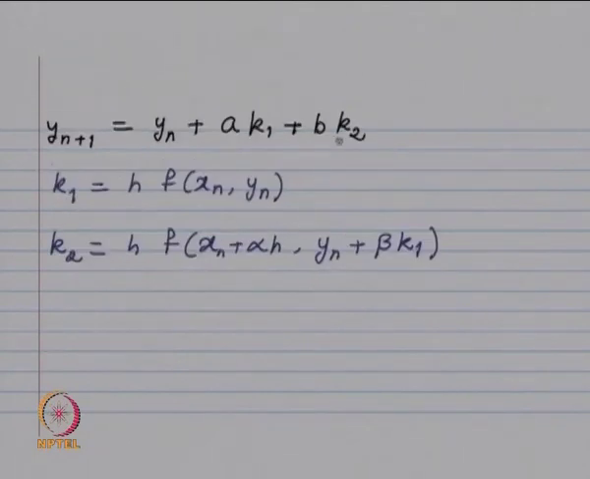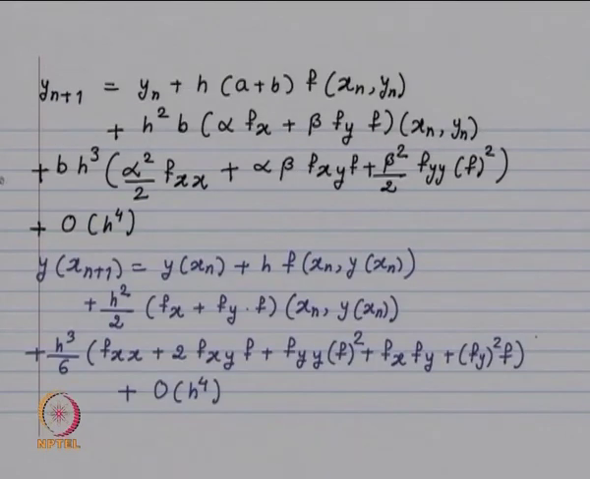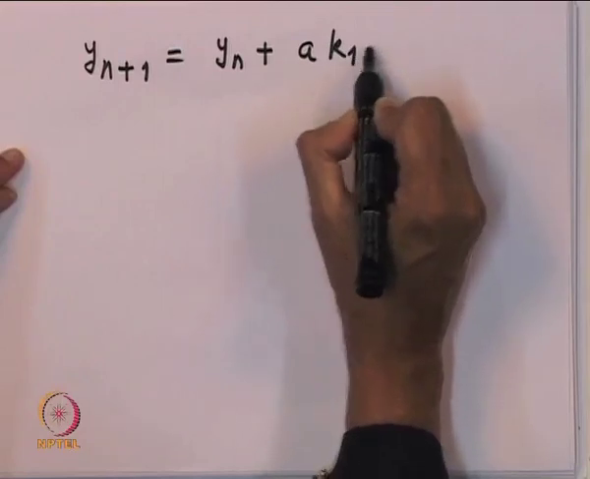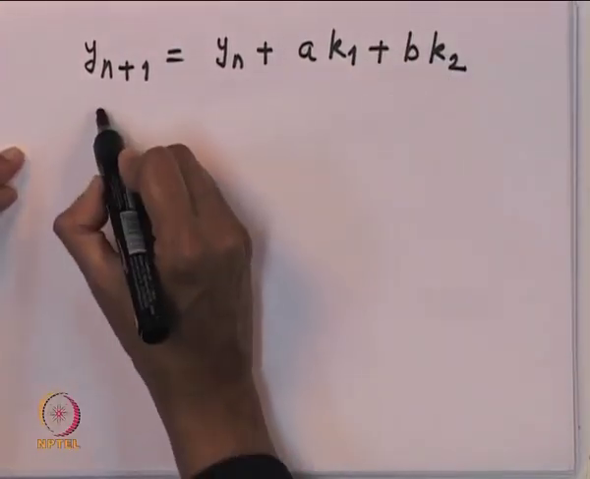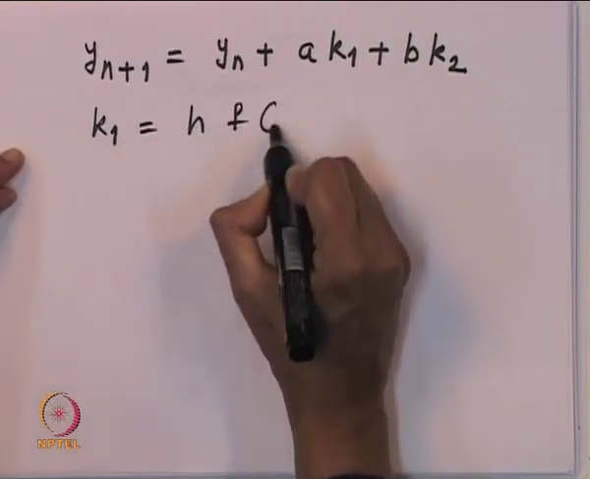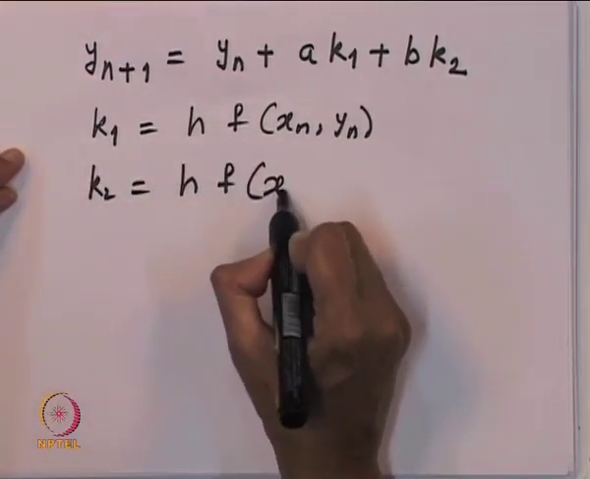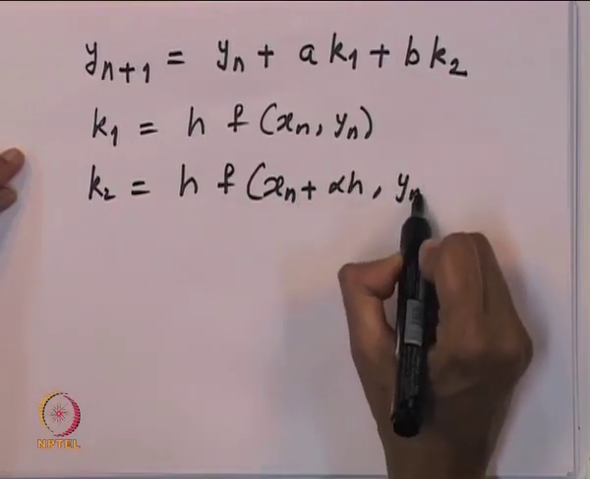So, this Taylor series expansion we are going to substitute here, and then we get y n plus 1 is equal to y n plus h times a plus b f of x n y n, because our y n plus 1 is y n plus a times k 1 plus b times k 2. Then, y n plus 1 is equal to y n plus a k 1 plus b k 2, k 1 is h times f of x n y n, k 2 is h times f of x n plus alpha h, y n plus beta k 1.